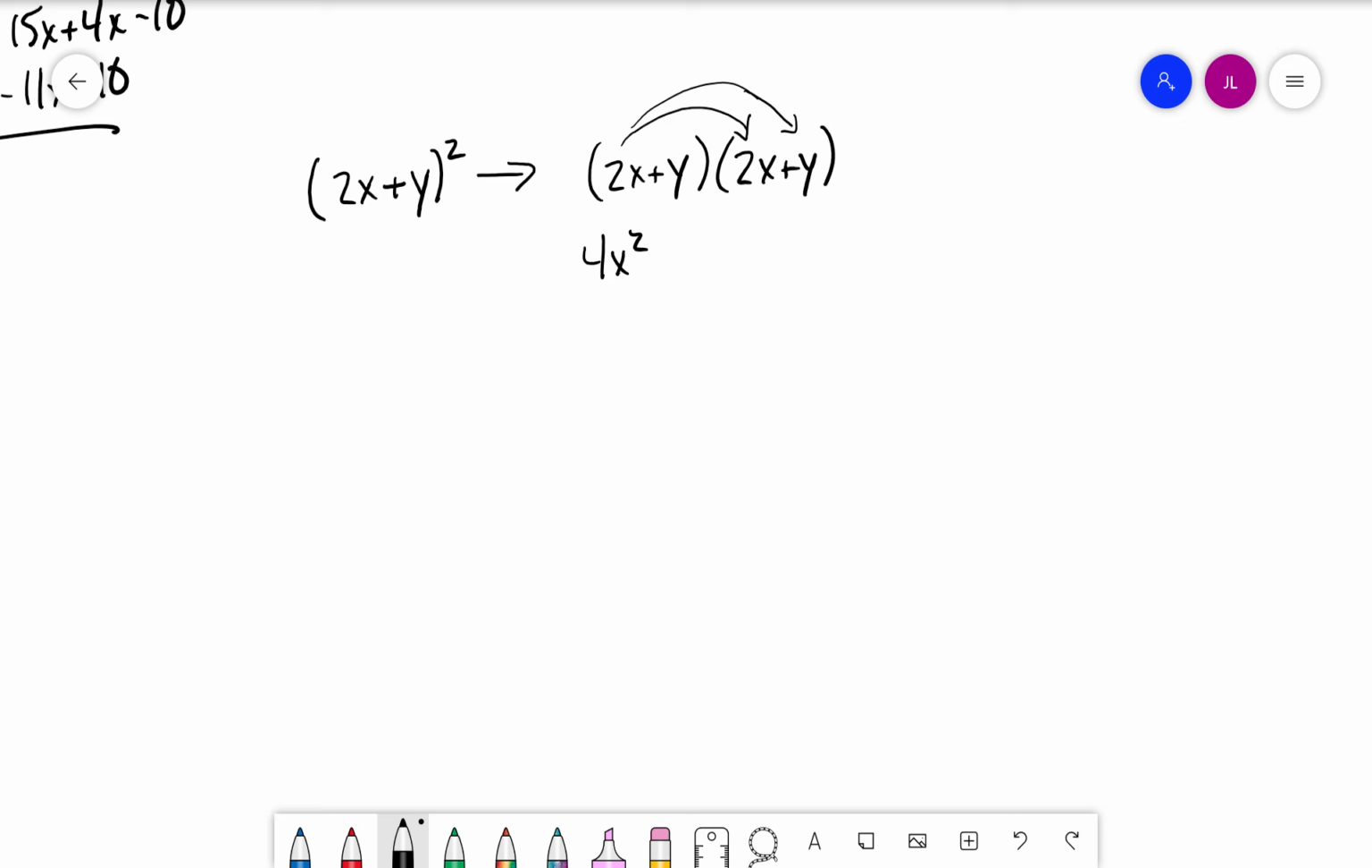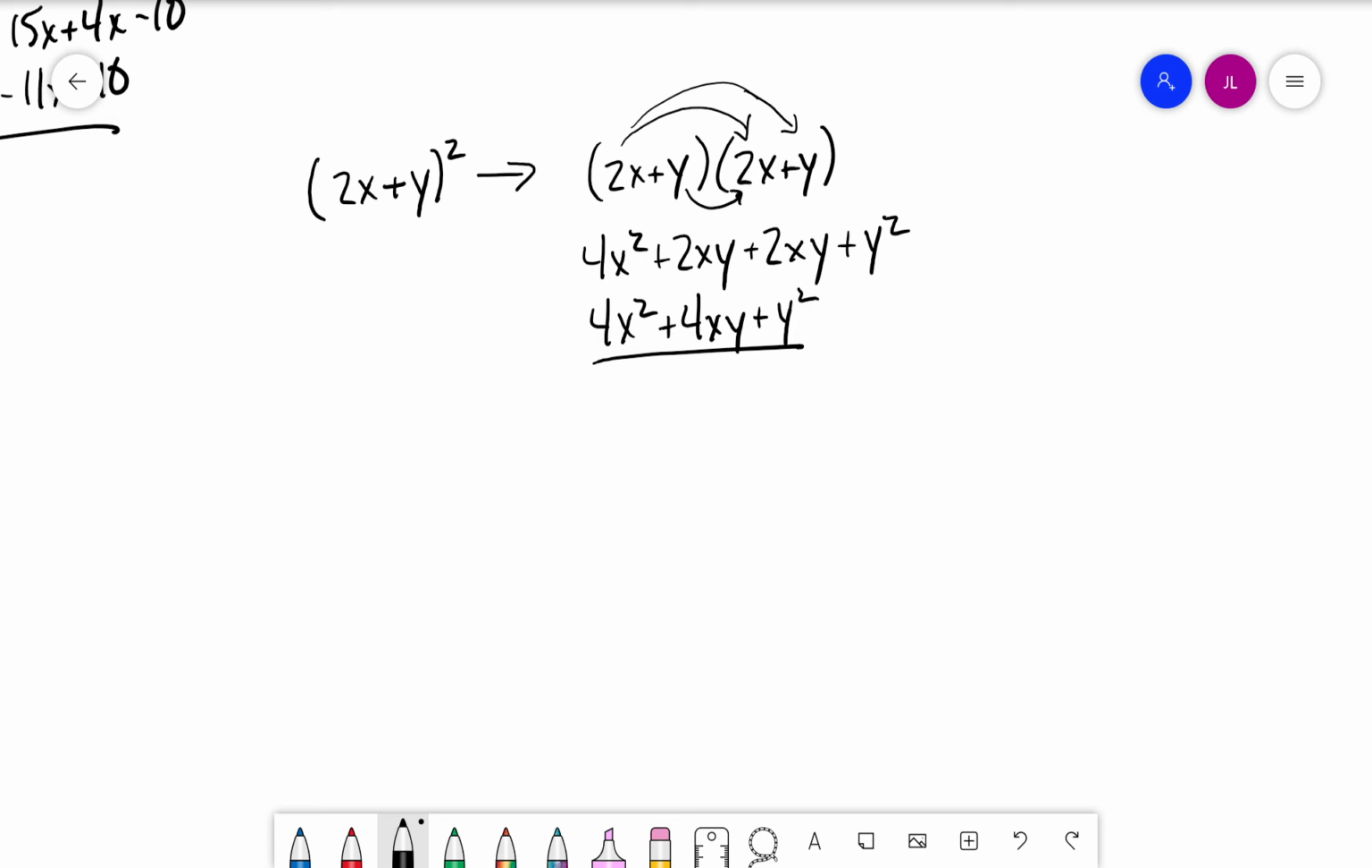2x times y is 2xy. Y times 2x is plus 2xy. And then y times y is plus y squared. So our terms, we don't have any other x squared, so 4x squared. We have 2xy and 2xy, which is plus 4xy plus y squared. So there we've FOILed or extrapolated our binomials throughout each other and distributed.